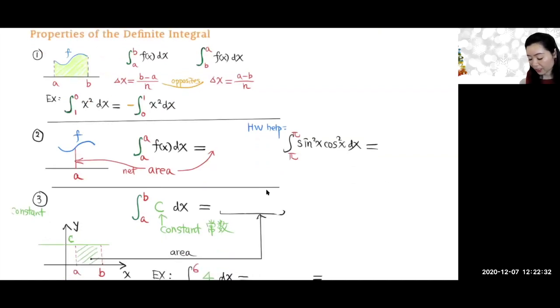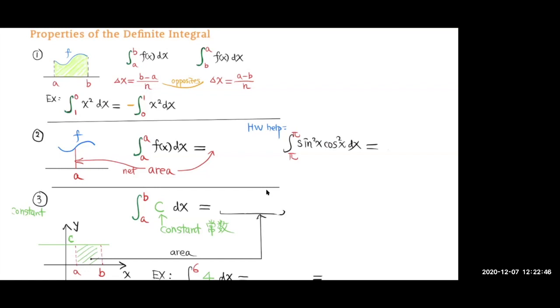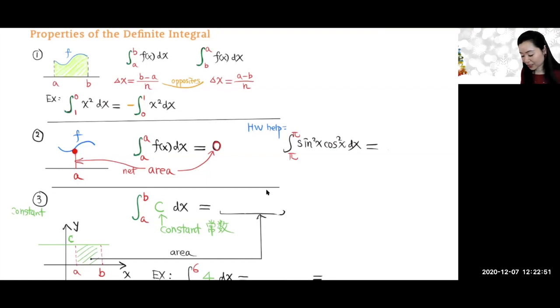The second property over here: if you integrate this function from a to a, what do you think the result is? Yeah, you get 0. Yes, you got 0. There's no area right here, right? So it's 0.